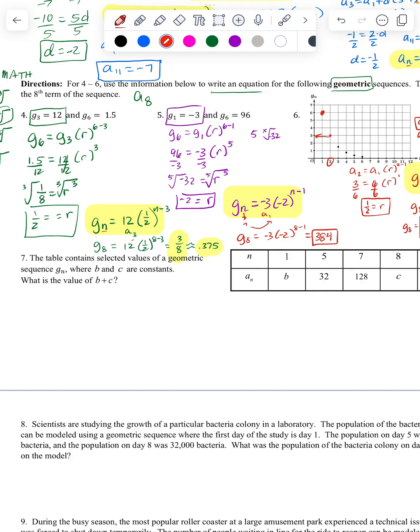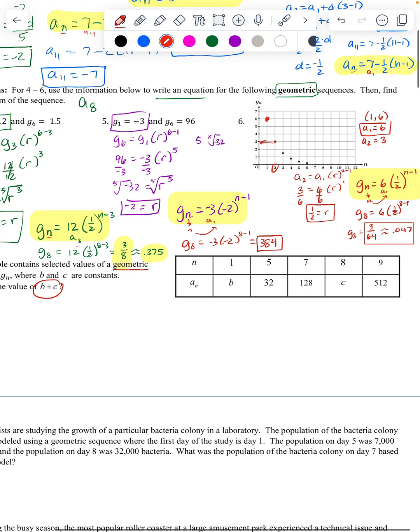The table contains selected values of geometric. So as soon as you see that, you know what formulas you're using. You know there's a common R. You have to be thoughtful and careful as you read. Where B and C are constants. Okay, now be careful because it's not asking you to find B and C. It's asking you to find their sum. But first, we have to find them. And the way we're going to find them is by figuring out what our general equation is.